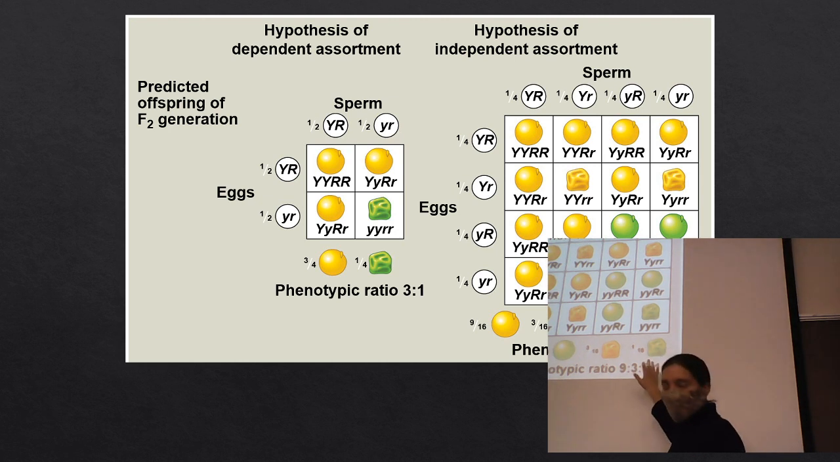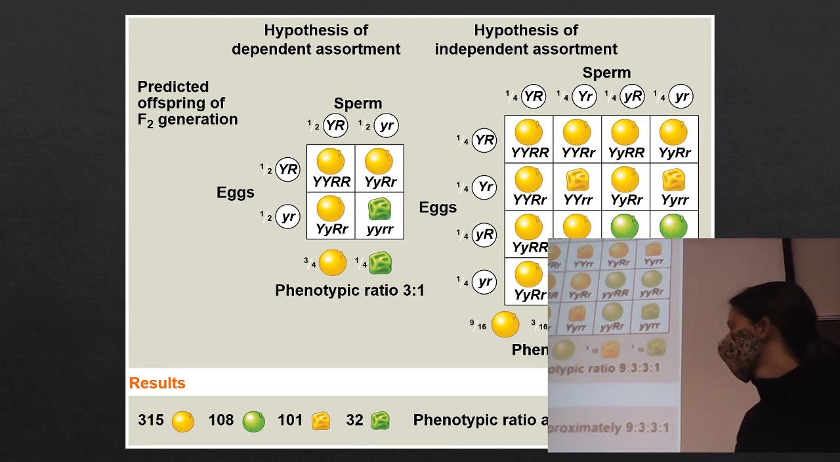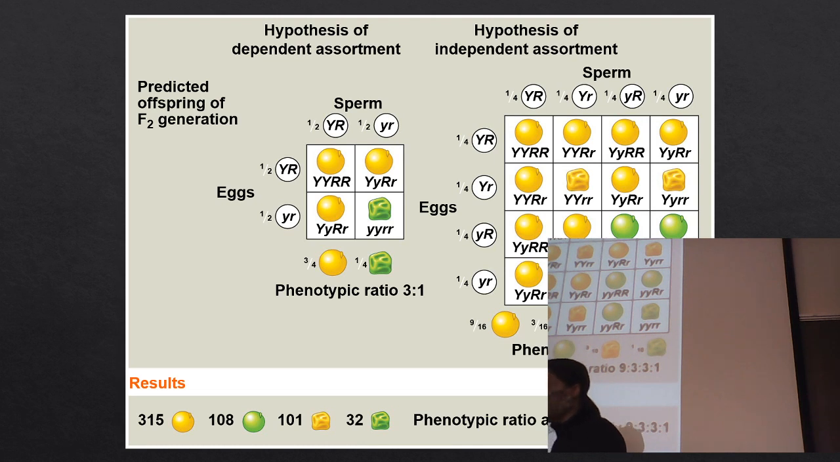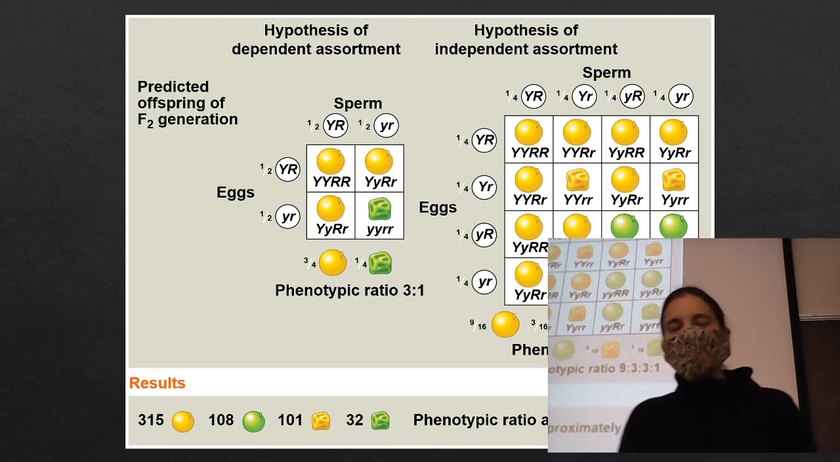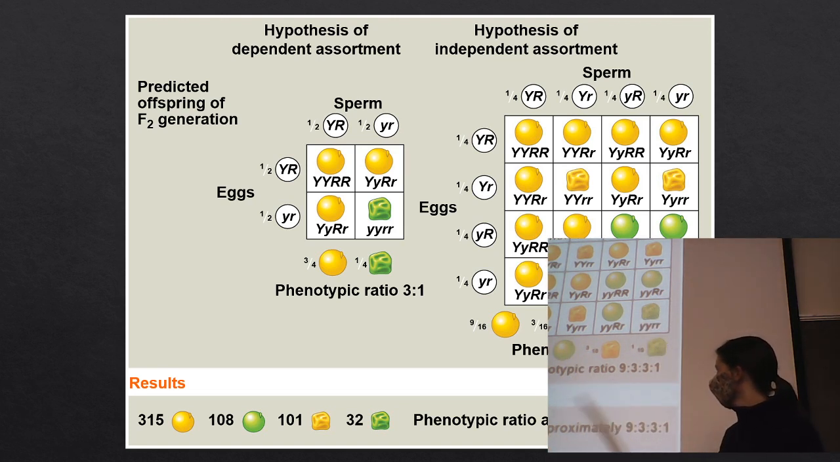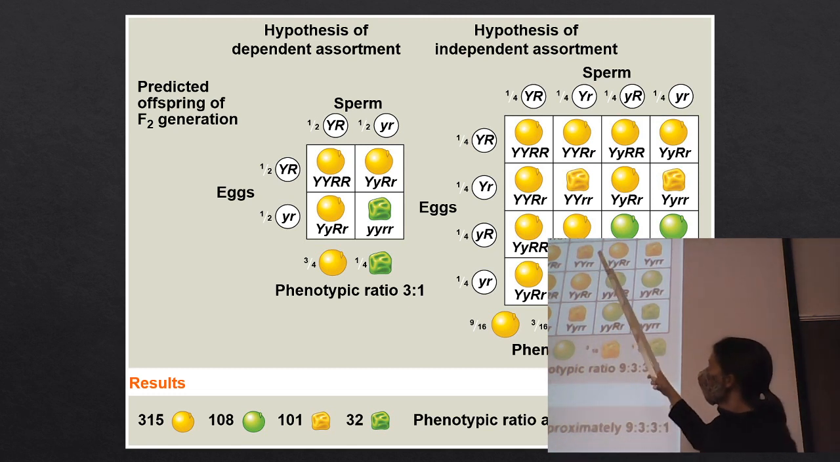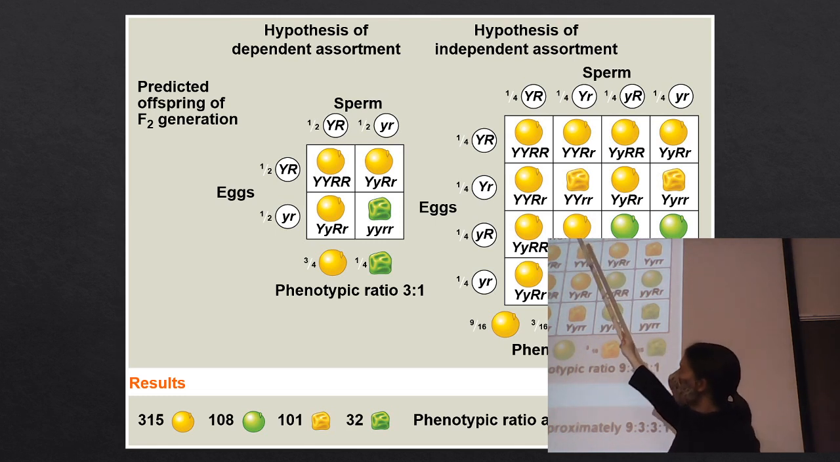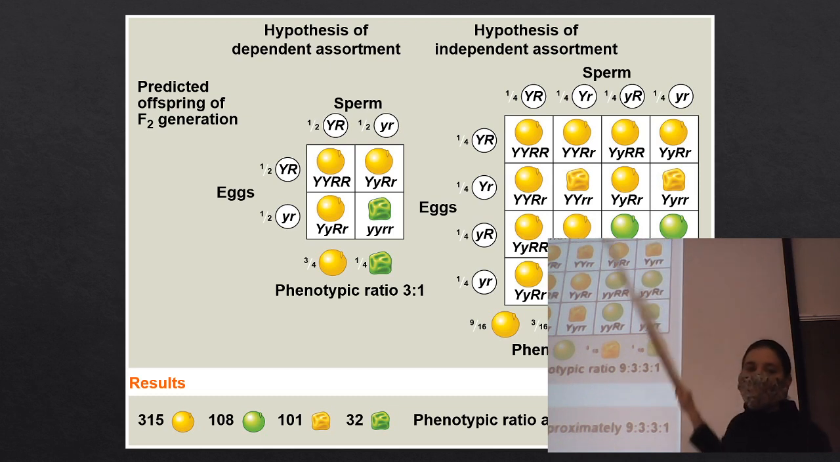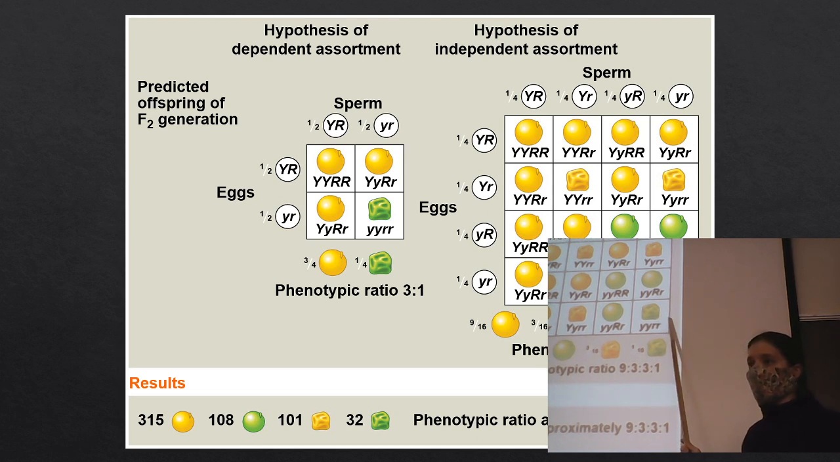Yeah, it's independent assortment. So, when our buddy Mendel makes this cross, he counts out 315 yellow round peas, 108 green round peas, 101 yellow wrinkly peas, and 32 wrinkly green peas, which is a ratio of about 9:3:3:1, which is exactly what you'd predict with something like this. You've got 9 ways to make the round yellow ones: 1, 2, 3, 4, 5, 6, 7, 8, 9. You have 3 ways to make these round green ones, 3 ways to make these wrinkly yellow ones, and only 1 way to make this thing. Yeah?